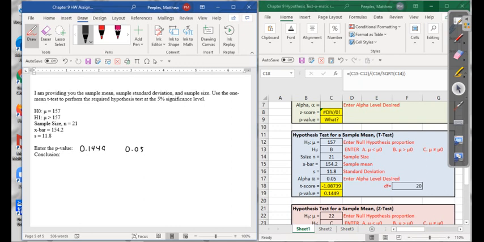If the p-value is less than the alpha, then we have enough evidence to reject our null hypothesis. But in this case, 0.1449 is not less than 0.05. In fact, it's greater. And our conclusion here is that we have not found enough evidence, and we fail to reject the null hypothesis. That's how we're going to do it. We're going to fail to reject our null hypothesis in this case.